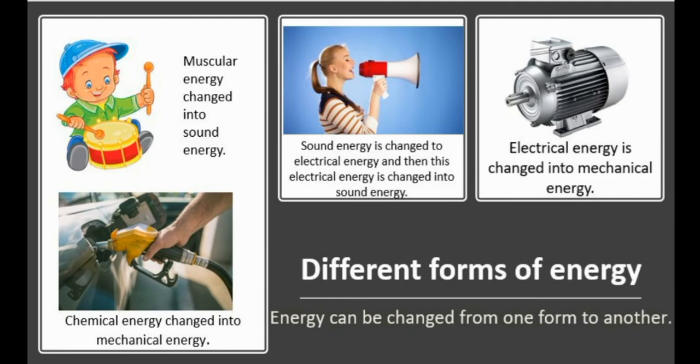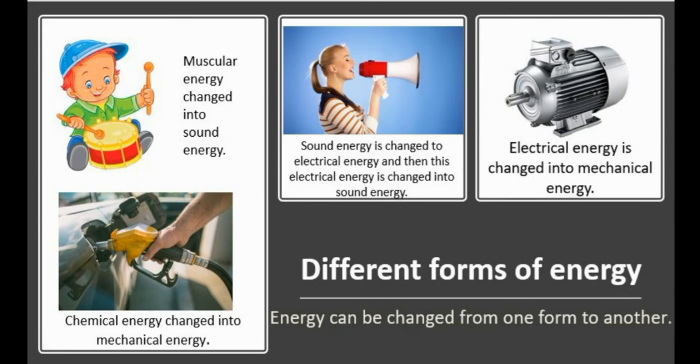In the next figure, a boy is beating a drum, which means the muscular energy is changed into sound energy. In the next picture, you can see a girl using a loudspeaker. What does a loudspeaker do? It amplifies the sound. Here, the sound energy is first changed into electrical energy, and then the electrical energy is again changed into sound energy. And in the last figure, you can see an electric motor. In an electric motor, the electrical energy is changed into mechanical energy.